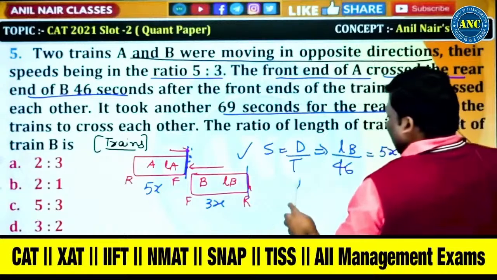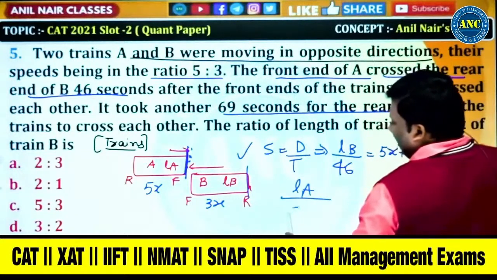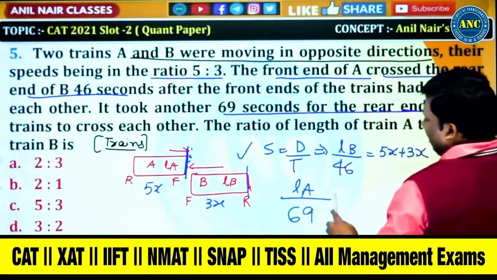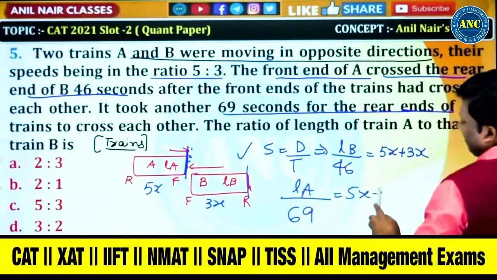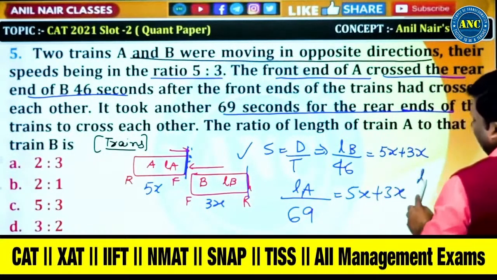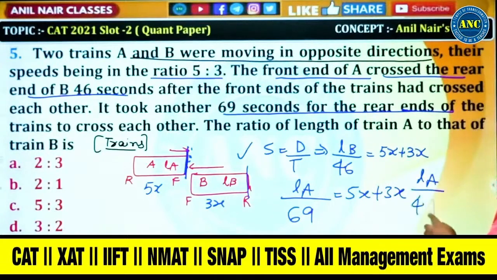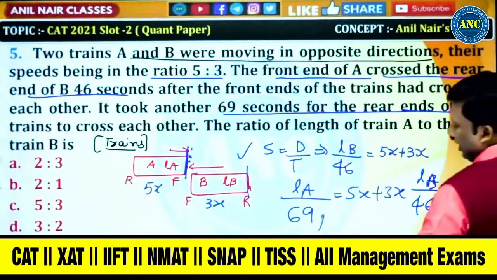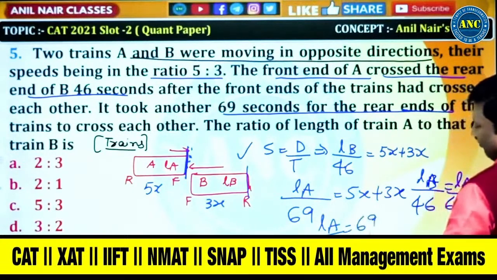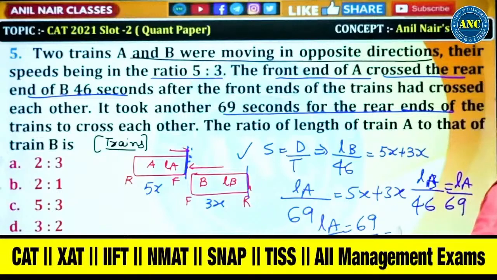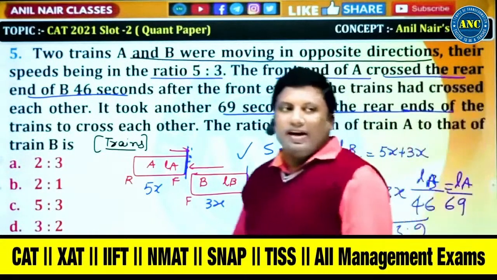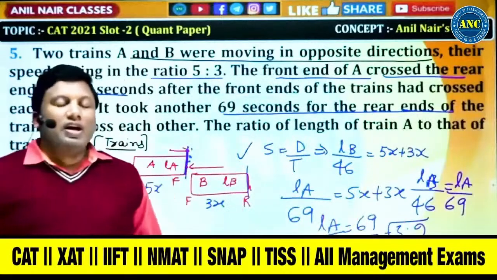That means LA, from starting to ending, divided by 5x plus 3x. So if I cancel it out, LA by 69 is equivalent to LB by 46. So LA by LB is equivalent to 69 by 46, which is 3:2. I hope the idea is very, very clear to each one of you.